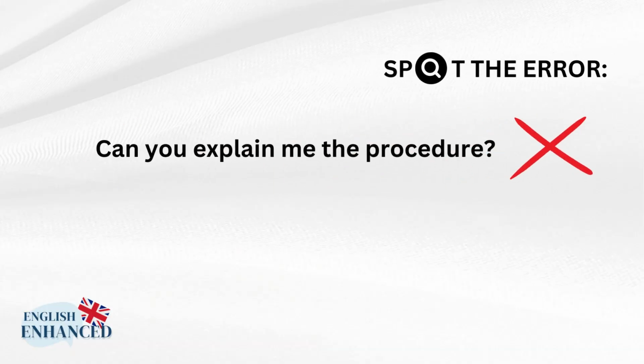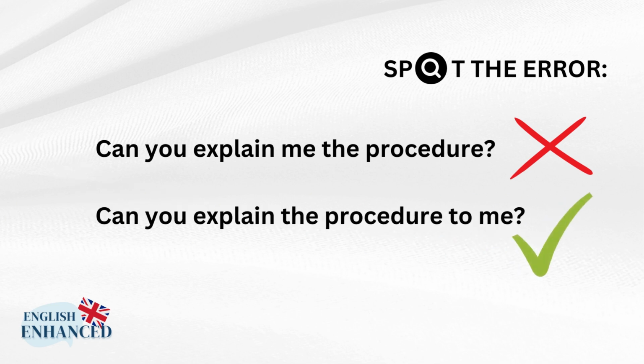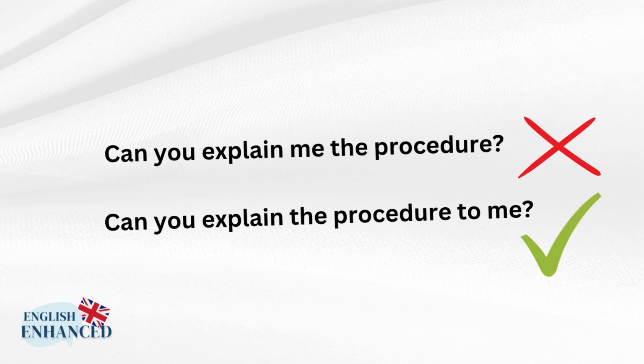So first, for example, we have, "Can you explain me the procedure?" So what do you think the error could be? The correct version is, "Can you explain this procedure to me?" Quite a lot of the time, non-native speakers forget to use "to" when they're talking about explaining something. In this case, the word explain is typically followed by the preposition "to" when you're using the verb in the context of providing information or understanding to someone else.